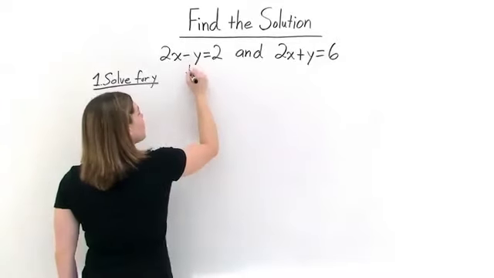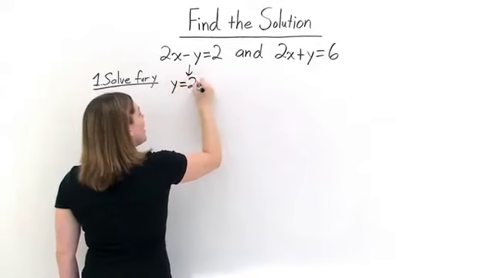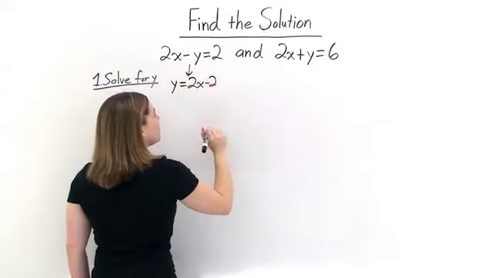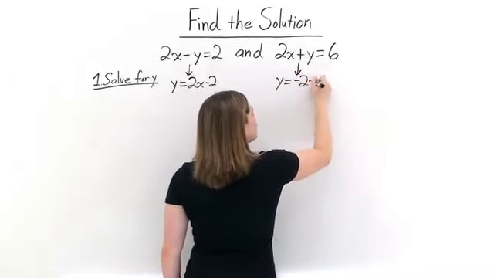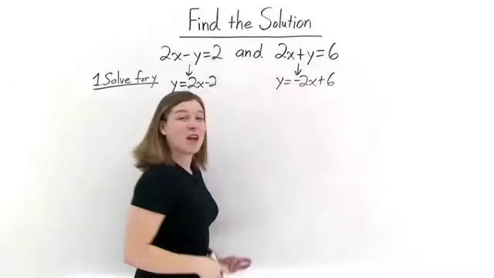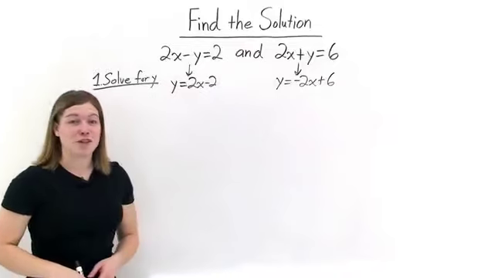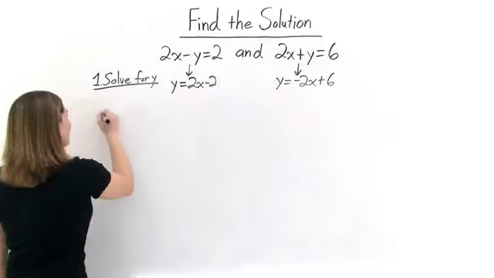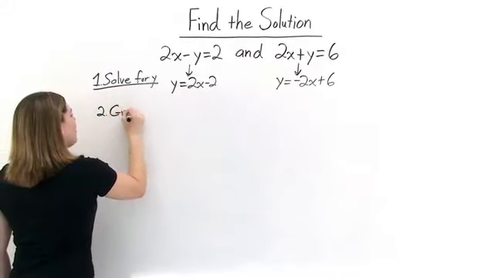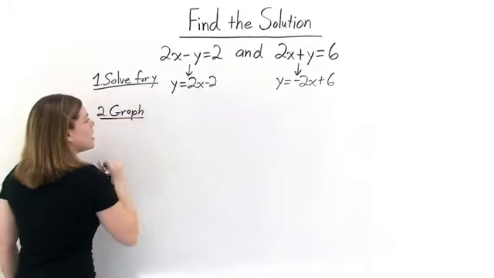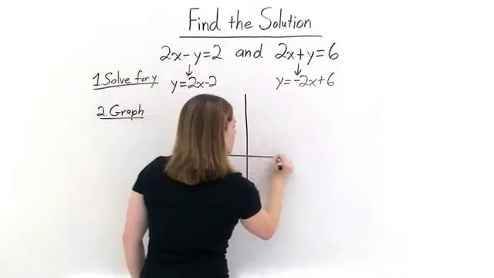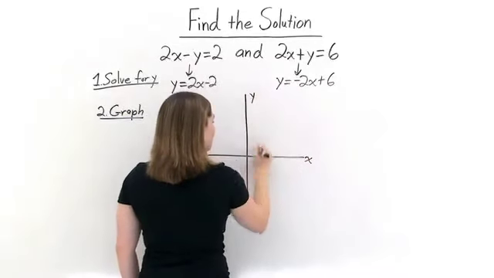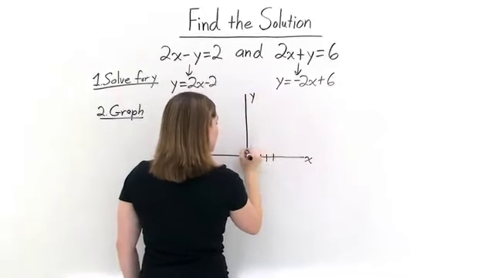When we solve our first equation for y, we get that y equals 2x minus 2. When we solve our second equation, we get y equals negative 2x plus 6. Great! We've solved each equation for y. We're ready to graph. So in our second step, we want to graph each one of our equations on a coordinate plane. So we'll draw our coordinate plane and label our axes.